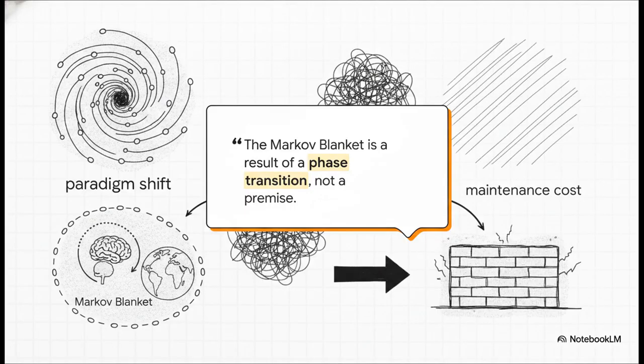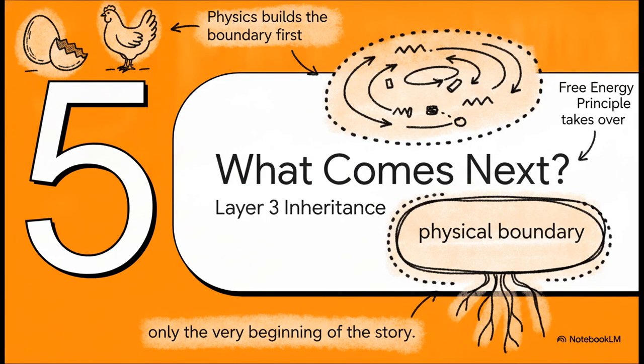And this brings us to a massive paradigm shift. The ultimate takeaway of this explainer is that the Markov blanket, the boundary between self and world, is not some magical prerequisite that was just handed to biological life. It is the inevitable result of a thermodynamic phase transition. When that internal and external information curvature difference finally exceeds the maintenance cost, physics doesn't just suggest a wall, it spontaneously builds one.